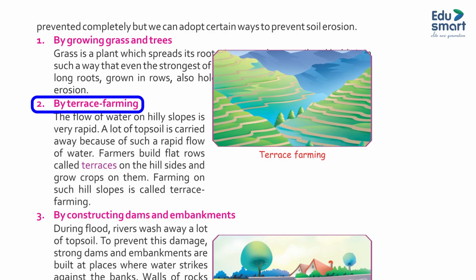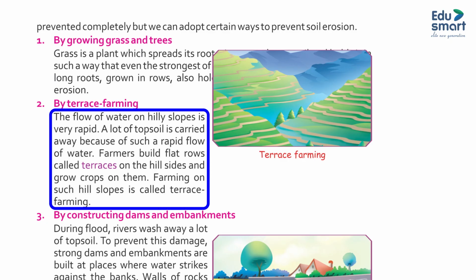2. By terrace farming. The flow of water on hilly slopes is very rapid. A lot of topsoil is carried away because of such a rapid flow. Farmers cut steps called terraces on the hillside and grow crops on them. Farming on such hill slopes is called terrace farming.